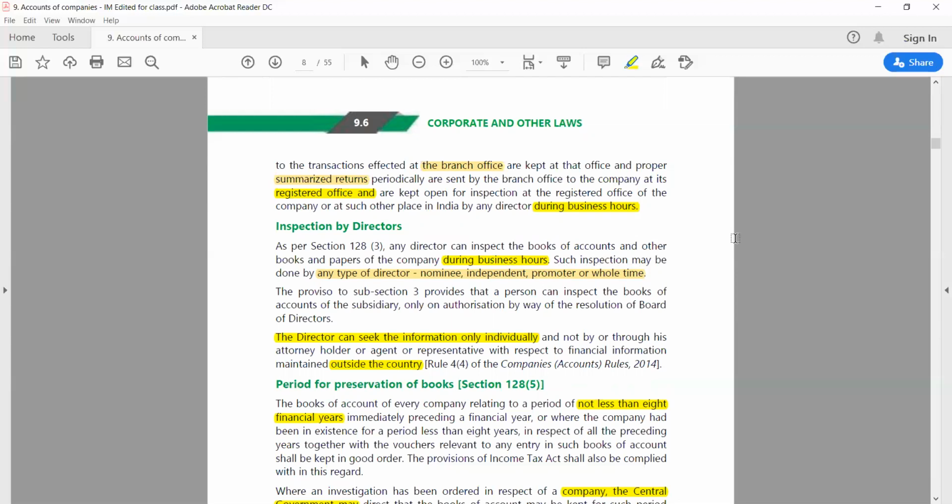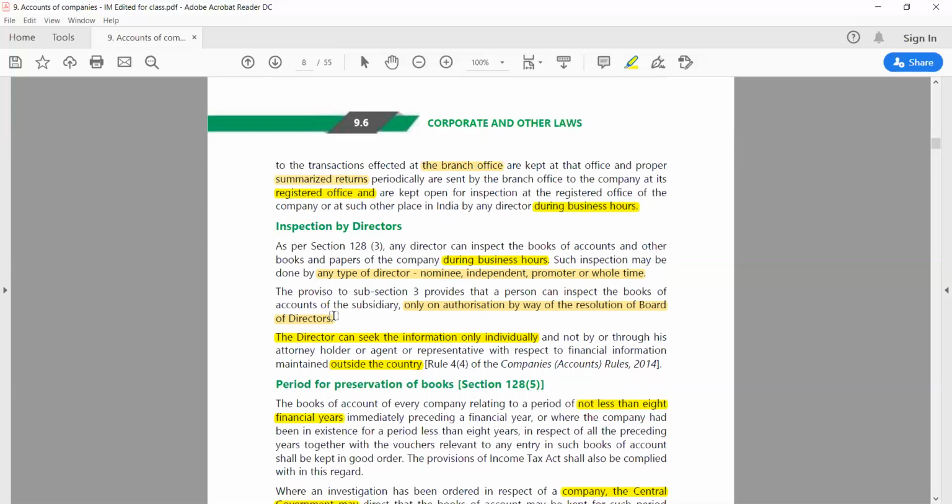But see the point here very importantly. The person who can inspect the books of accounts and subsidiary, you should be with a board resolution that is to be passed. Then only you will be able to do it. So that's a very important point. Ordinary resolution, special resolution is not there. This is the board resolution. Board of directors resolution should be there.